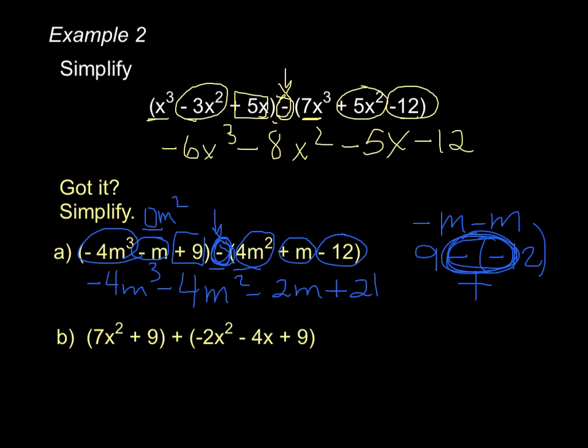In part B, we've got addition. So I scan, I see that the largest degree is the squared. So I've got a 7x squared and a minus 2x squared, and I'm just adding here. So 7 plus negative 2 gives me a 5x squared. I have no x term, so I can think of there being a 0x plus negative 4x, which means I've got a minus 4x. And then my constant is positive 9 plus positive 9, which gives me positive 18. So there are your two polynomials, your difference and your sum.